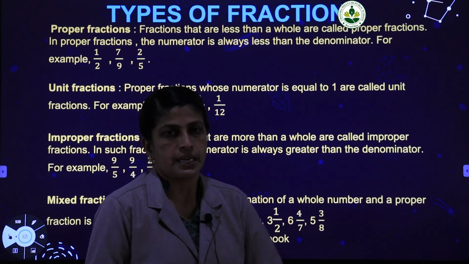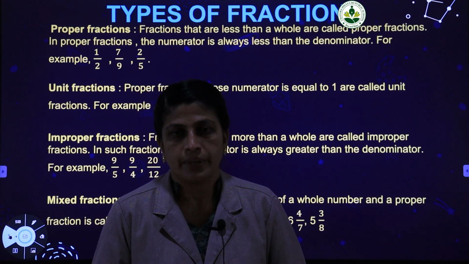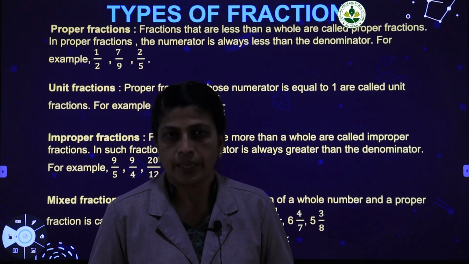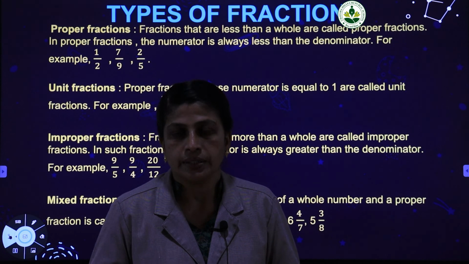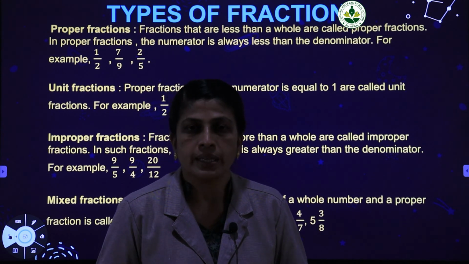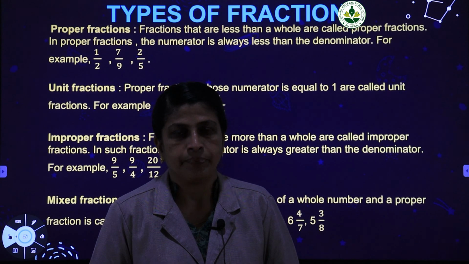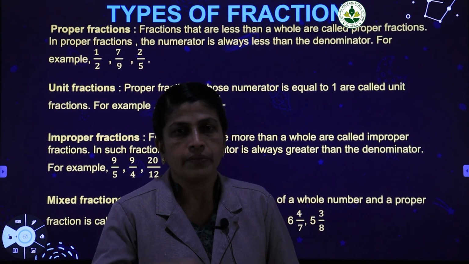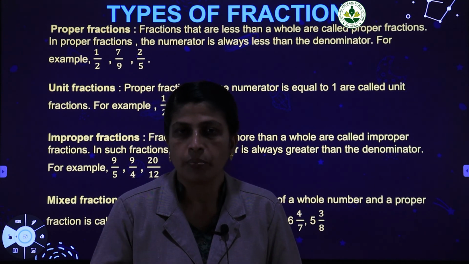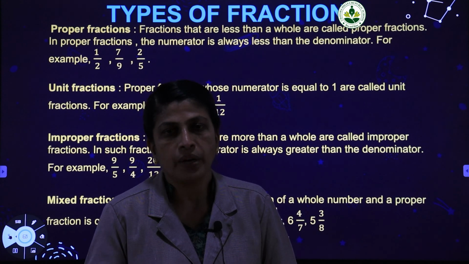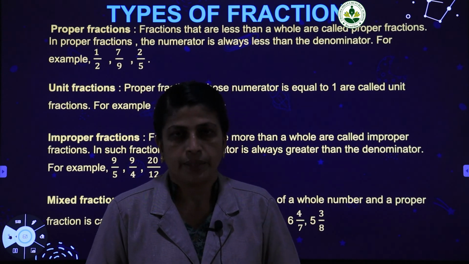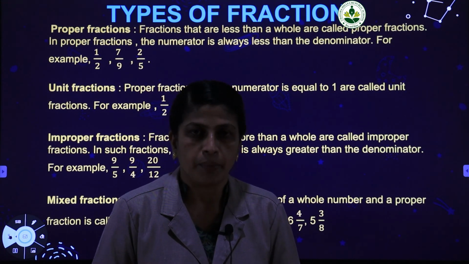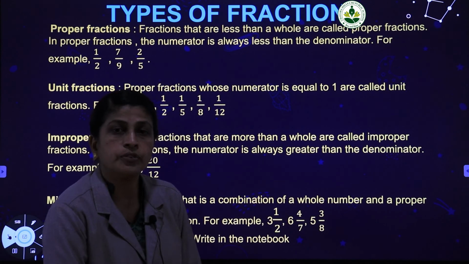Therefore, what all things have we studied? We have studied fractions. Fractions means what? A part of a whole thing, an equal part. When we divide the whole thing into equal parts, each part is known as a fraction. And in fractions there are two parts, numerator and denominator. The number which we write on top is the numerator, and the number which we write below is the denominator. We have studied how to represent a fraction on a number line and the different types of fractions.